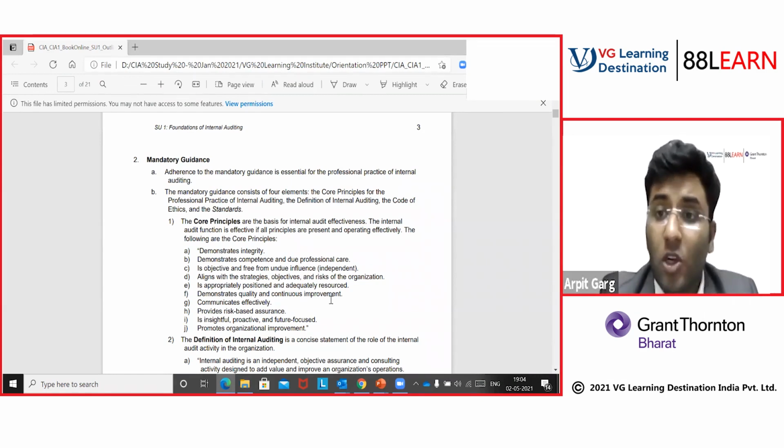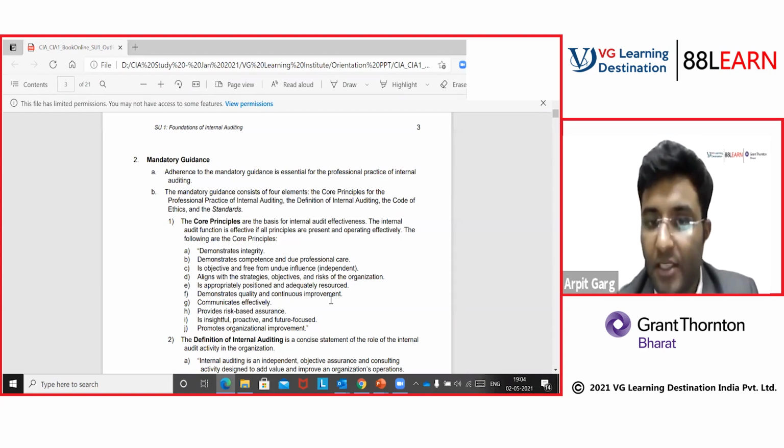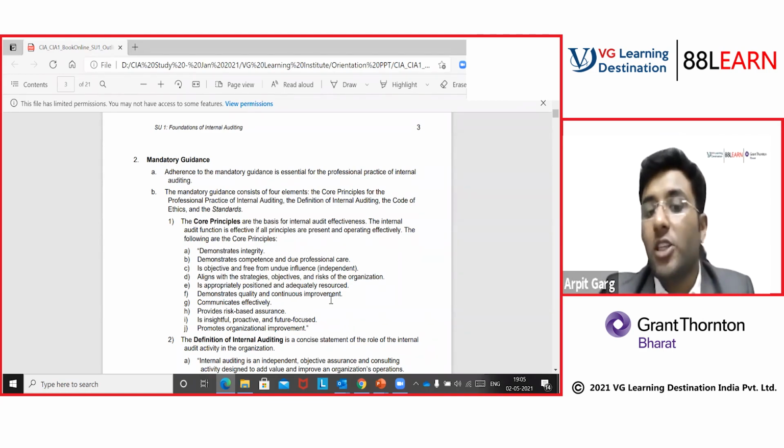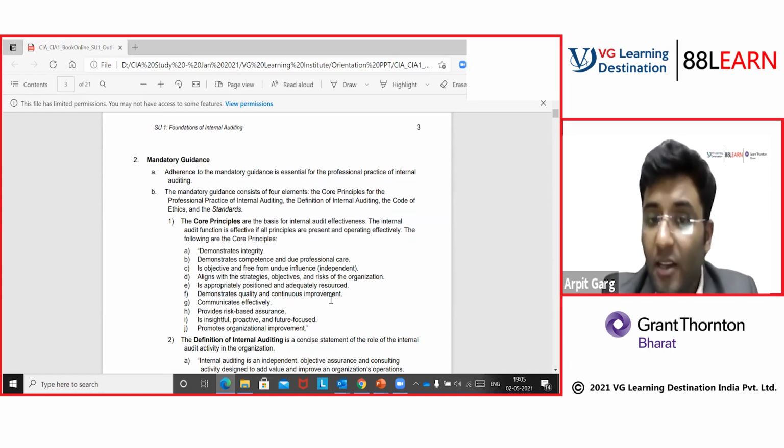So now the 10 core principles that we are going to understand. The core principles are the basis of internal audit effectiveness. There are 10 core principles that help us tell that our overall internal audit activity is effective. The internal audit function is effective if all principles are present and operating effectively. If even one core principle is missing, then you cannot say that our overall internal audit activity is working effectively. So it is mandatory that all principles are working fine. Then only we can say that the overall internal audit function is effective.